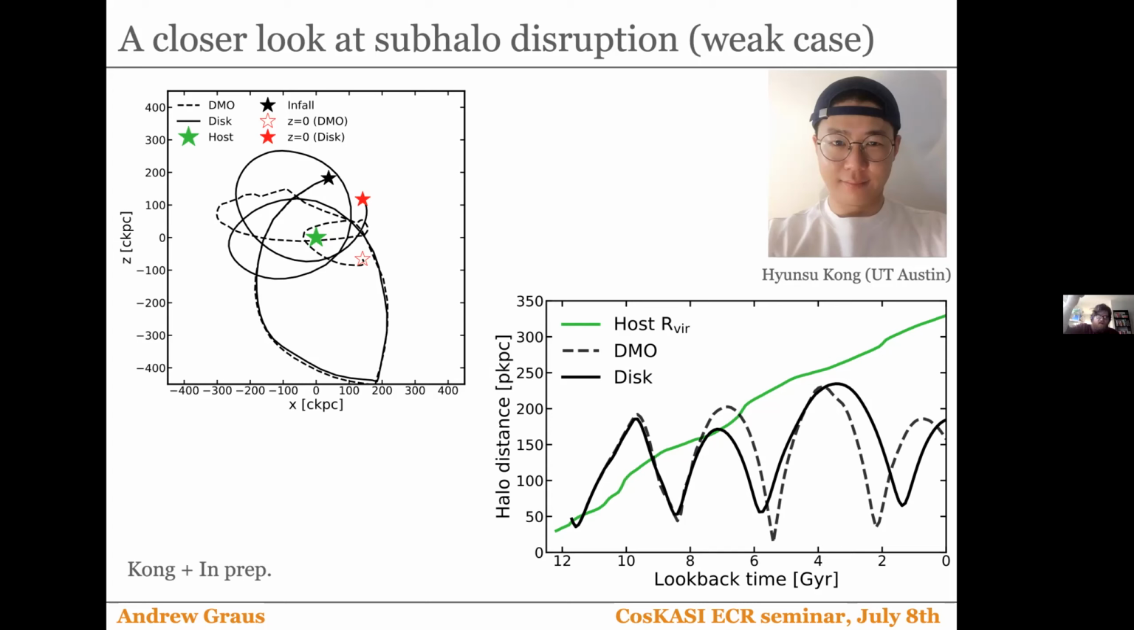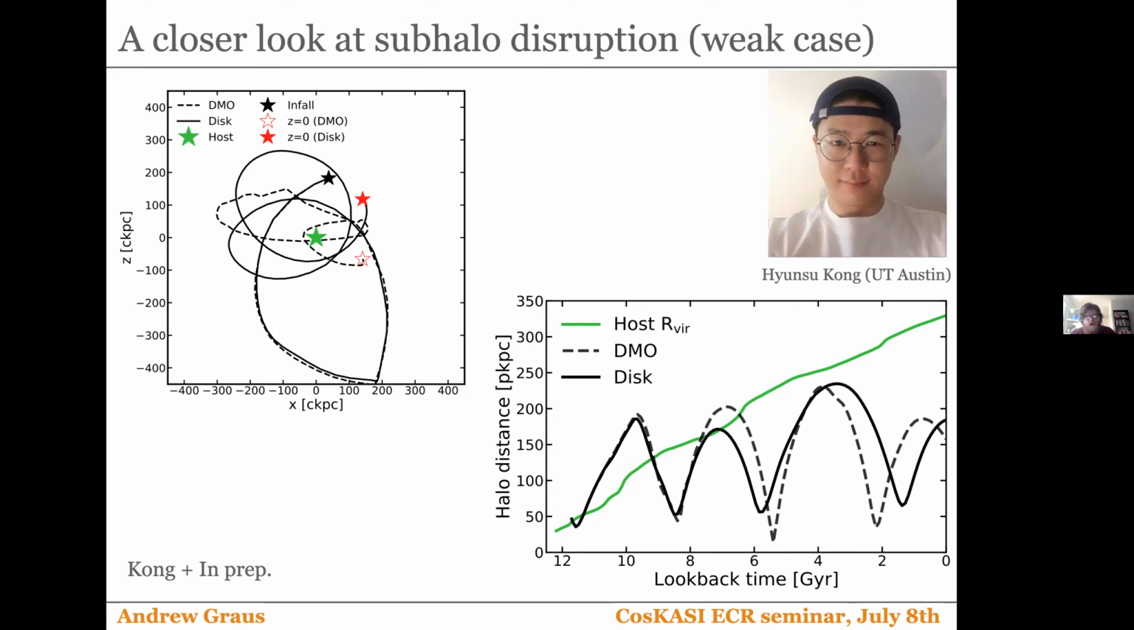The dashed line is the orbit that the dark matter only simulation takes, and the solid line is the orbit that the disk takes. At the very beginning, they track each other quite well. Then quite quickly, after a couple gigayears or roughly one orbit, they start to deviate from one another. In the bottom right, you can see that in greater detail with the halo distance as a function of time to the present day. So there's a small deviation in the orbits because of the influence of this disk.